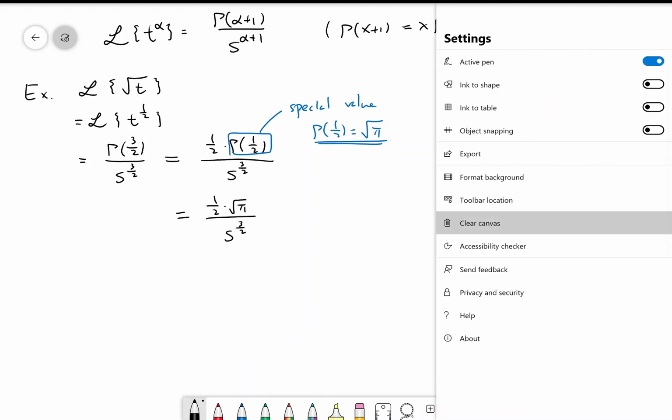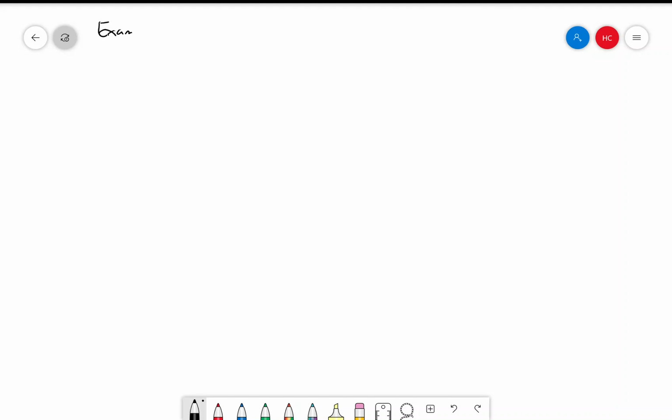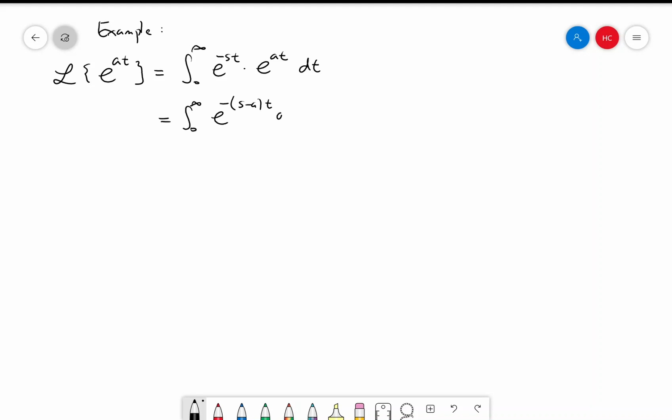Right, so let's try to find the Laplace transform of an exponential function e to the at. By definition, this is equal to the integral from 0 to infinity of e to the negative st times e to the at dt. We can combine the exponents, so this is equal to the integral of e to the negative (s minus a) times t dt. This is equal to 1 over negative (s minus a) times e to the negative (s minus a) t from 0 to infinity. Again, this is improper.